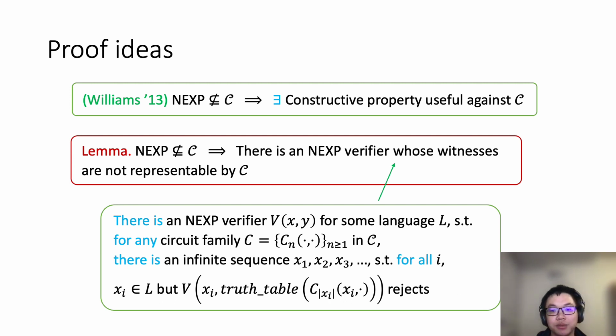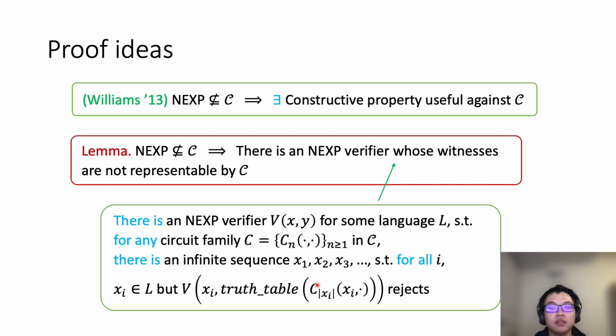So what is this intermediate Winnie's lower bound? It says that there is an Nx verifier V. Let us say that it decides the language L, such that for any circuit family C in a circuit class with a pair of inputs, there is an infinite sequence of inputs x1, x2, x3, such that for all such xi, it is in the language L, but this truth table of Cxi with xi as the first input fails to witness xi. That is, Vxi with the truth table rejects.